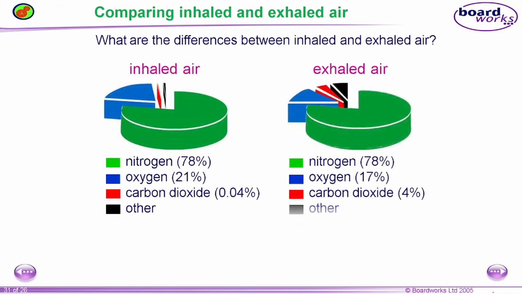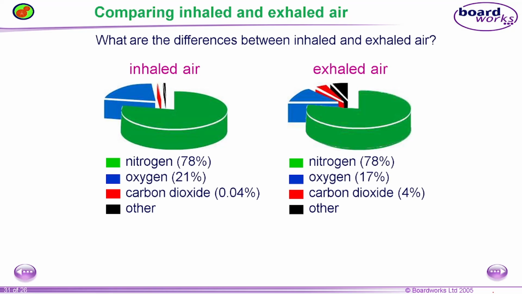So what are the differences between inhaled and exhaled air? Inhaled air is made up of 78% nitrogen, 21% oxygen, 0.04% carbon dioxide, and a percentage of other gases. Exhaled air is 78% nitrogen, 17% oxygen, 4% carbon dioxide, and other gases.